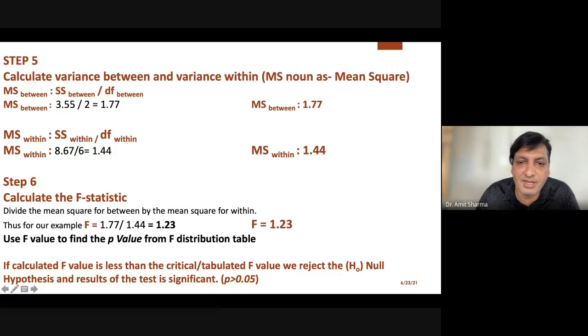And whenever our calculated value is less than the table value, it means our p value is less than 0.05.